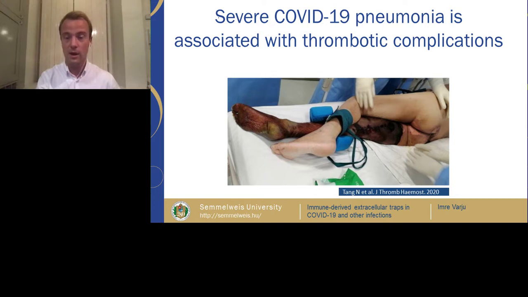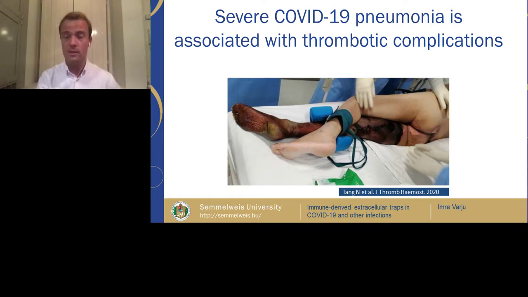COVID can cause, in 16% of the cases according to a study, complications not only in the lungs but also in the peripheral system. So it's really something to think about and really to watch closely. Okay, the image is gone, so now you can look again.